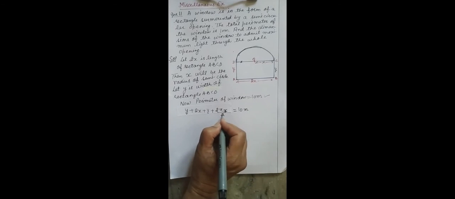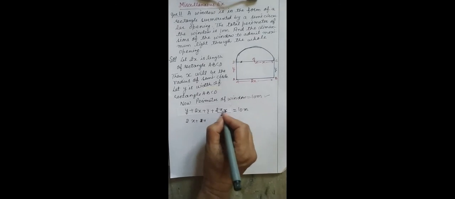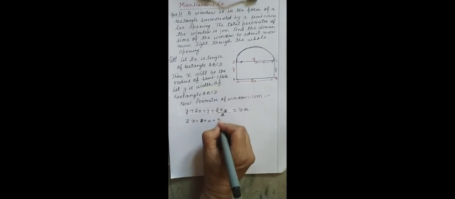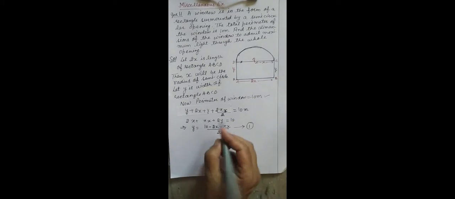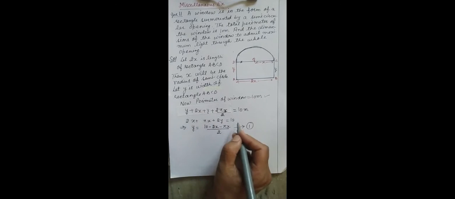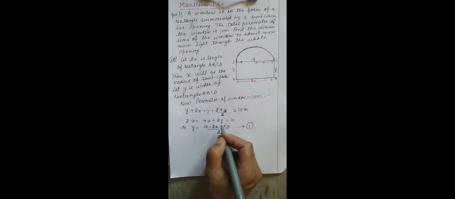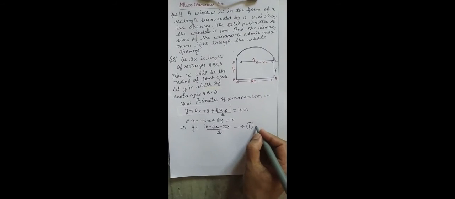So 2 divided by 2 is 1. Finally it is 2x plus pi x, because 2 divided by 2 is 1, plus 2y is equal to 10. So then y will be equal to (10 minus 2x minus pi x) divided by 2. I will mark this as result number 1, which gives me the relationship between the two variables x and y.